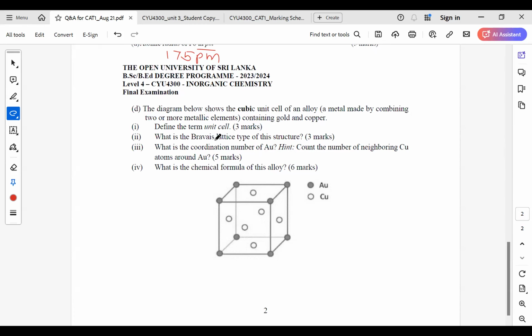Then what is the Bravais lattice type of this structure? By looking at the unit cell, tell me the Bravais lattice type. FCC. Face-centered. If you say face-centered, 0 marks. Any other answers?